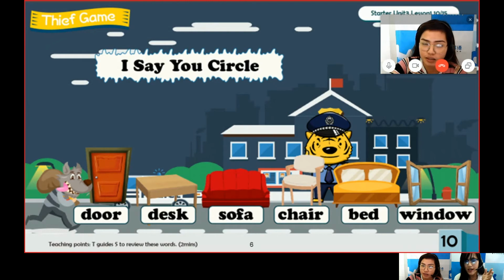But we will use the ICQ. I say you circle. What are you going to do? I will circle. Yes, so the students have to circle. But you must give an example first. Model first. For example, I say door. Look, I will circle door. Now it's your turn. Circle chair. You have to model first for the students and then ask the ICQ.